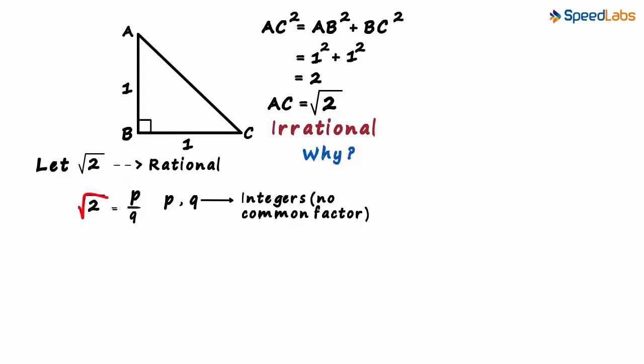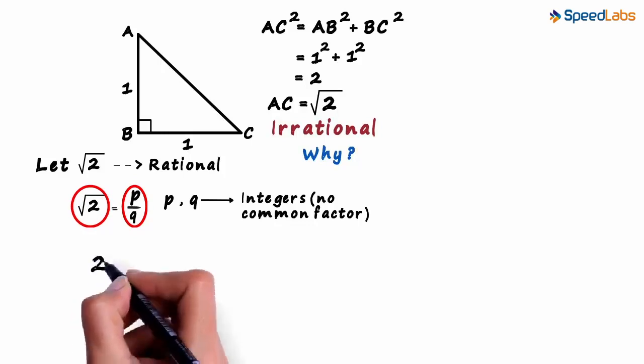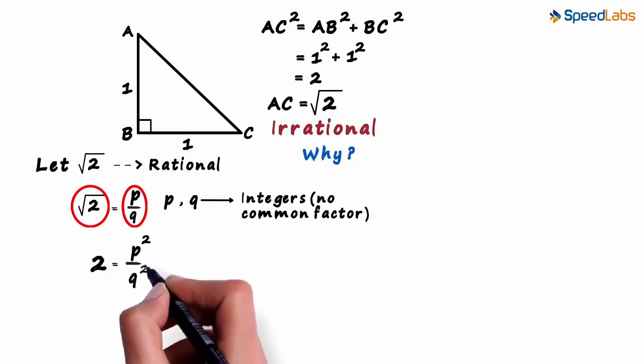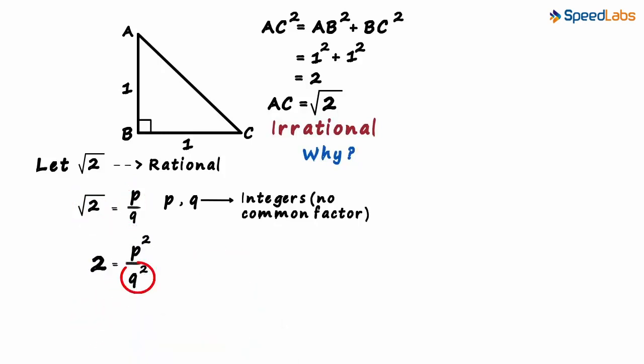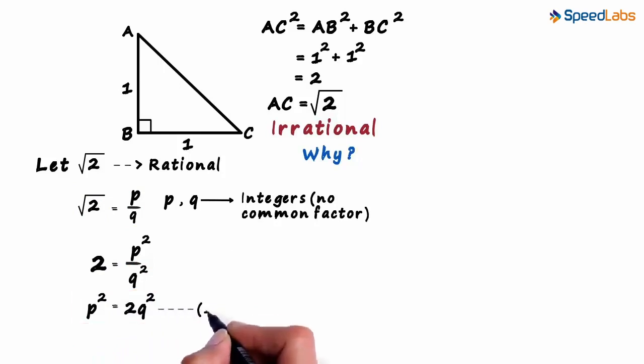How do we eliminate the radical now? To eliminate the root sign, we square both sides. So 2 equaled p squared by q squared. Transposing q squared to the other side, we got p squared equal to 2q squared. This gives us a very important result, and let's call it our first equation. What does this tell us?